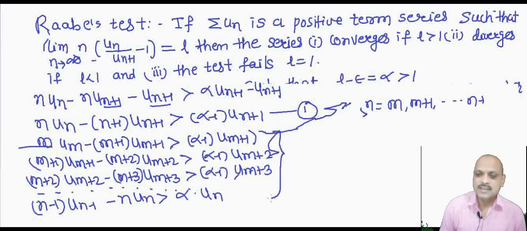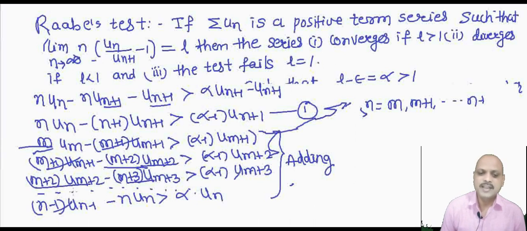Now these are these inequalities. Adding all these inequalities, we add all these. So if we add all these, you can see that here this u_m plus 1 and this u_m plus 1 will get cancelled, minus and plus. Next term, this u_m plus 2 and this u_m plus 2 will get cancelled. u_m plus 3 and u_m plus 3 again will get cancelled.